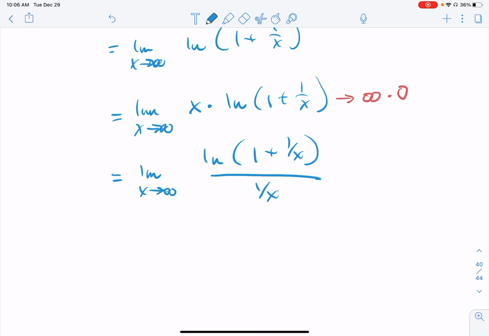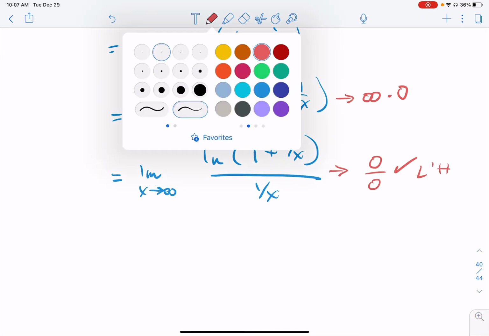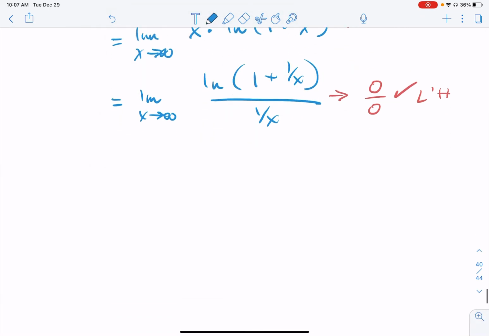And now, whenever I plug in my infinity, I'm going to get the indeterminate form of 0 over 0. We already talked about that one being a 0. And then on the bottom, I have 1 over infinity, which is another 0, which is now a check for L'Hopital's rule. So I'm just going to take the derivatives of the top and the bottom here. So the limit as x goes to infinity of, and I'll have to use the quotient rule, or just think of this as u prime over u.